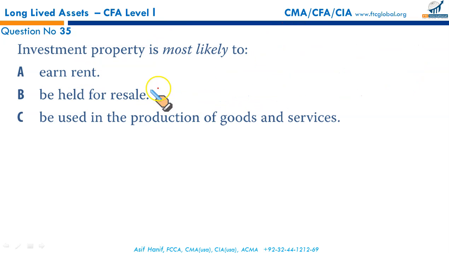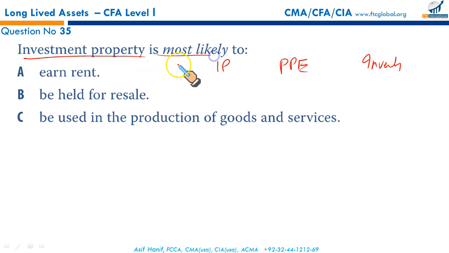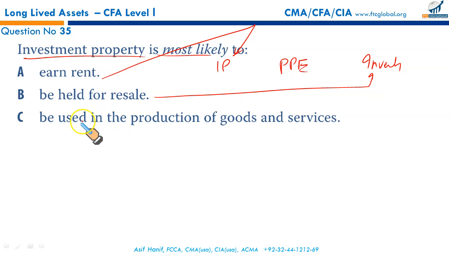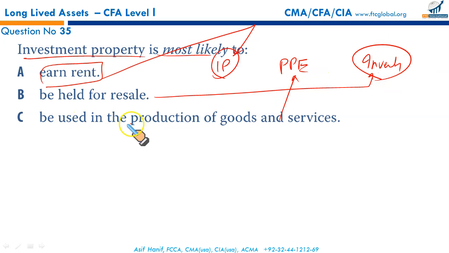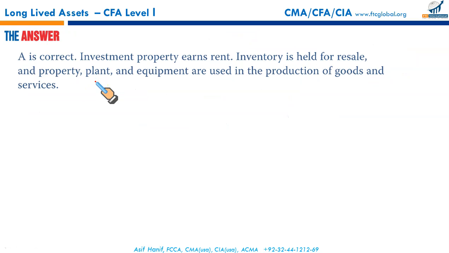Let us do it again. These three categories, and I will link these because things were messy. We have investment property, property, plant and equipment, and inventory. Let us link these options one by one. Investment property is most likely to do what? Earn rent. Earned rent would be investment property. Held for resale, it will be inventory. And used to produce goods and services, that will be property, plant and equipment. So the one that earns rent is investment property. Held for resale, inventory. Used in production for goods and services, property, plant and equipment. So perfectly fitting with option A, and A it is.